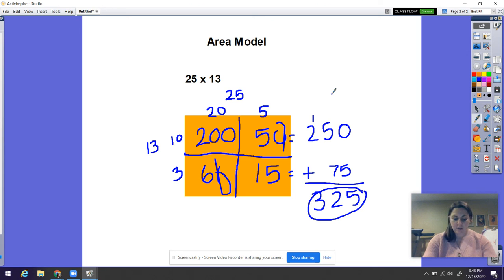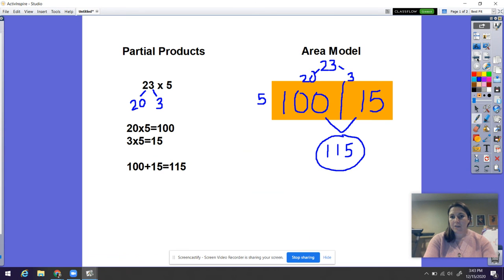And it's just building those habits of what a good mathematician does. So if you have any questions, just ask, but hopefully that helps a little bit to explain the 2 main strategies we'll be using, partial products and the area model.